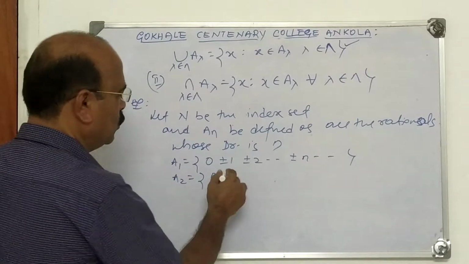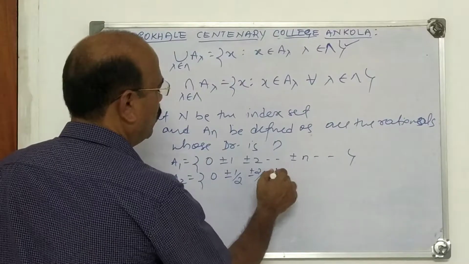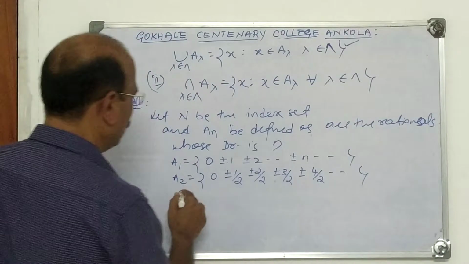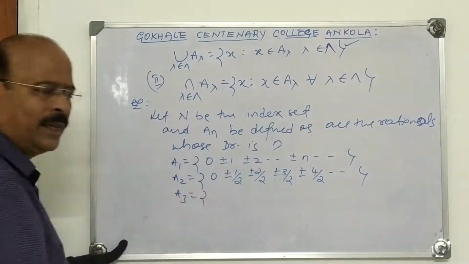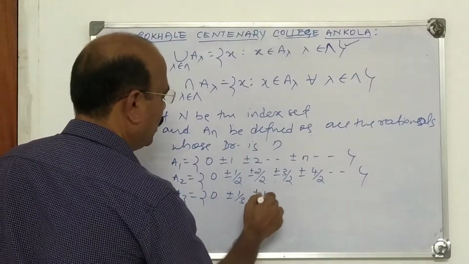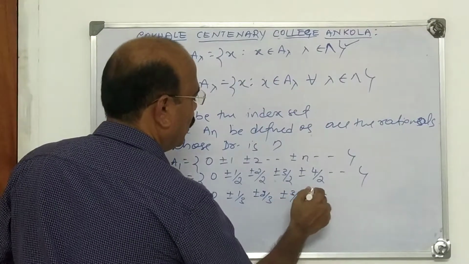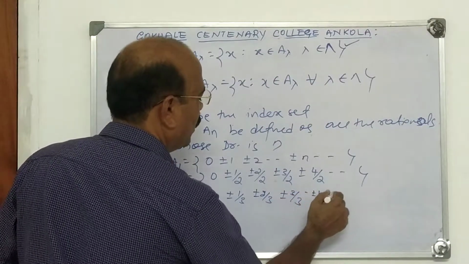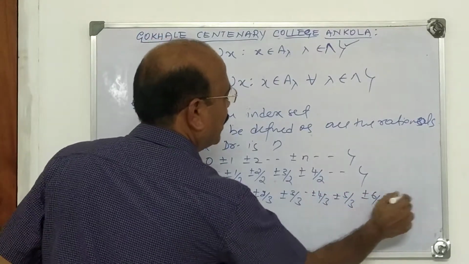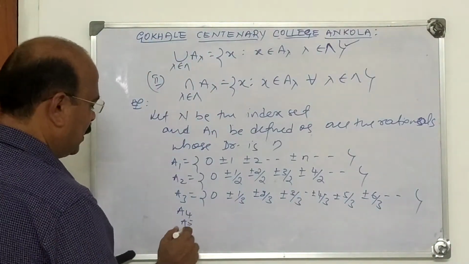A2 is again 0, plus or minus 1 by 2, plus or minus 2 by 2, plus or minus 3 by 2, plus or minus 4 by 2, and so on. This is A2. Again, what is A3? A3 is 0, plus or minus 1 by 3, plus or minus 2 by 3, plus or minus 3 by 3, plus or minus 4 by 3, plus or minus 5 by 3, plus or minus 6 by 3, and continuous. It is infinite. A4, A5, etc.